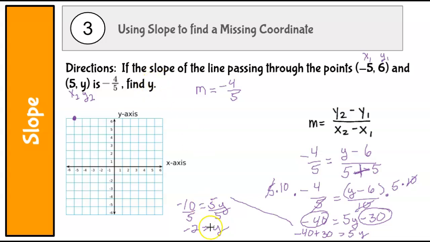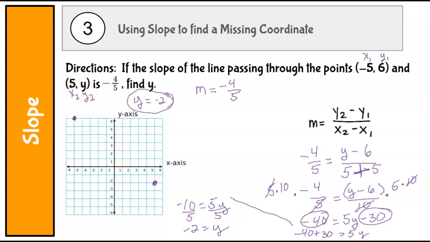It says find y. I did. There it is. So my answer is -2. So that means (5, -2) is the missing point. It's the other incomplete point.